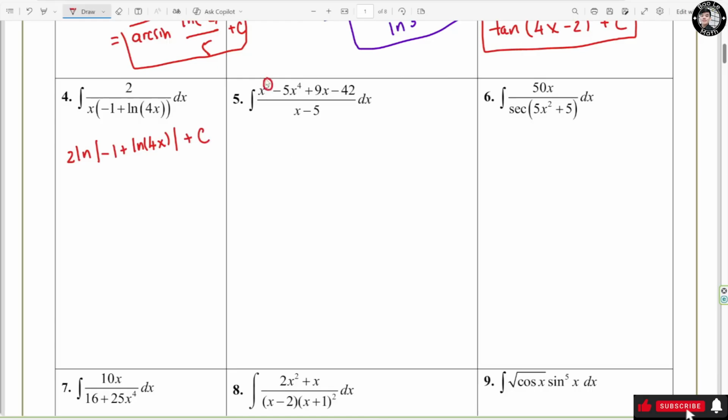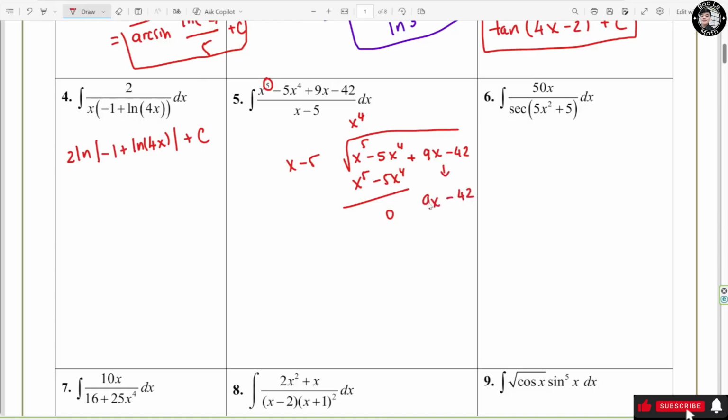Now question 5. Observe that you have the degree of the numerator bigger than the denominator. You need to do long division, right? So I have s to the 5th minus 5s to the 4 plus 9s minus 42 divided by s minus 5. S to the 5 divided by s gives s to the 4. Multiply this back, it's going to be s to the 5 minus 5s to the 4, and when you subtract, it's going to be 0. Now I'm going to bring 9s minus 42 down. So 9s divided by s is going to be plus 9. Multiply this back, it's going to be 9s minus 45. Subtract them, it's going to be 3 left.